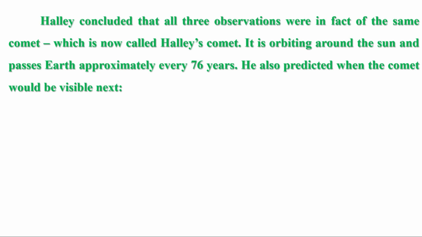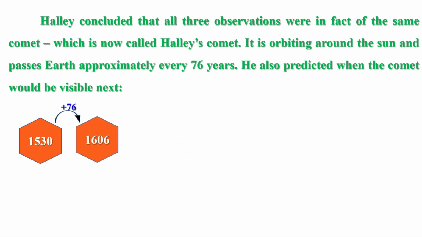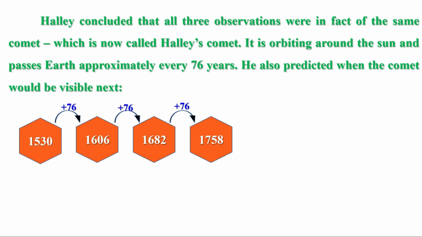Now let us look at a diagrammatic representation of this. In 1530, the comet passed Earth, and after 76 years, in 1606, it again passed the Earth. Again after 76 years, the comet again passed Earth in 1682. And again after 76 years, in 1758, the comet passed the Earth.